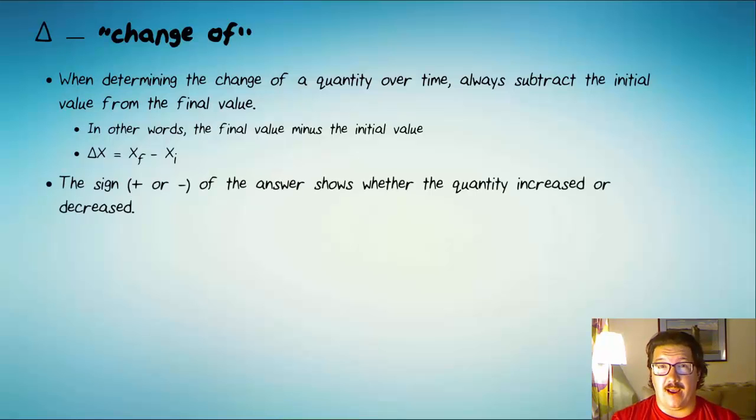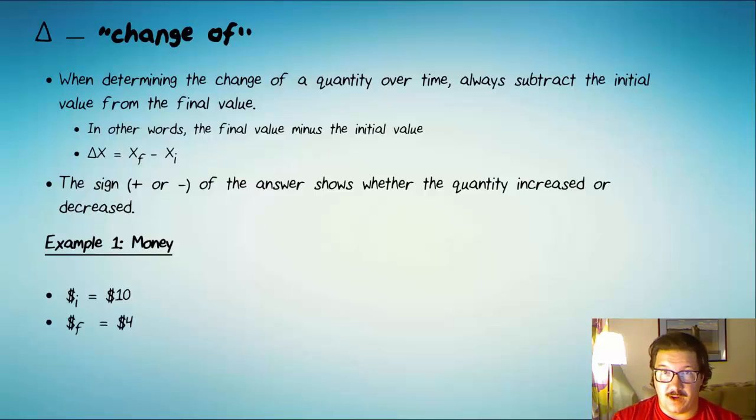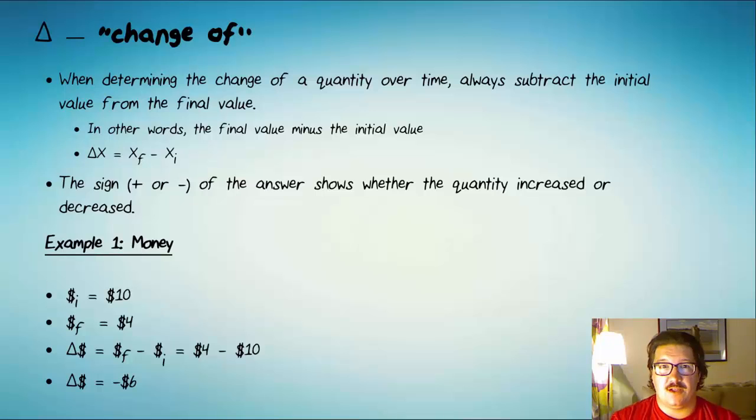And when you do that, the sign, whether the answer is positive or negative, will show you whether the quantity increased or decreased. Let's take a look at a couple examples. Money is a great example. We all know about money. So let's say you leave the house one morning with $10 and you come home with $4. I'm sure you could tell what happens, but let's look at it technically. Your delta money would be your final money minus your initial money. So $4 minus $10 is negative $6. So the amount that your money changed is $6, and it's negative, which means you have less money than you started with. You have $6 less than you started with.